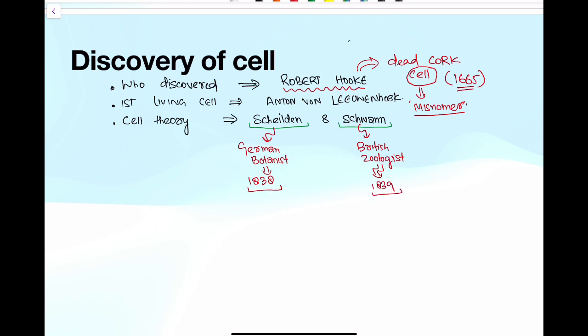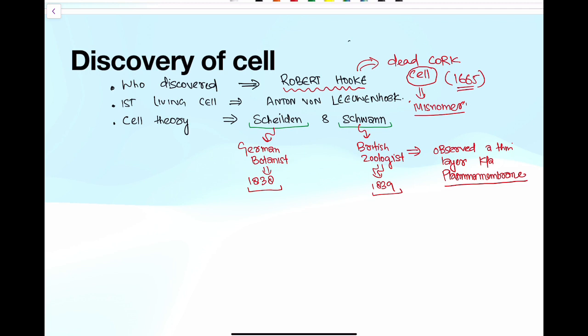He also reported that there is a thin layer on the outer side of the animal cell, which he termed the plasma membrane. So it can sometimes be asked: who discovered the plasma membrane? The answer will be Schwann. So these are the main points.